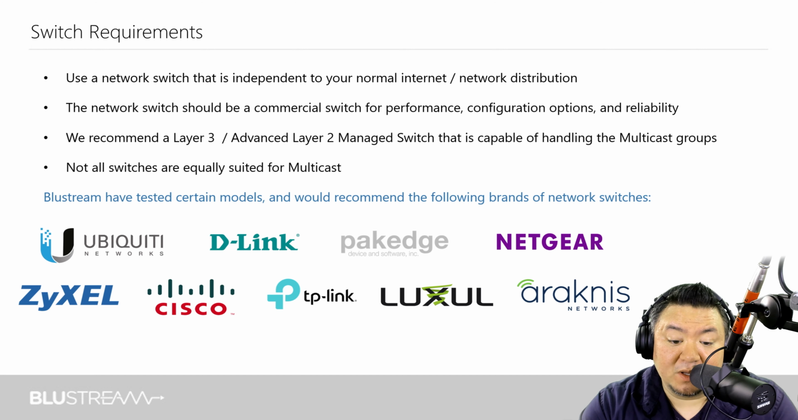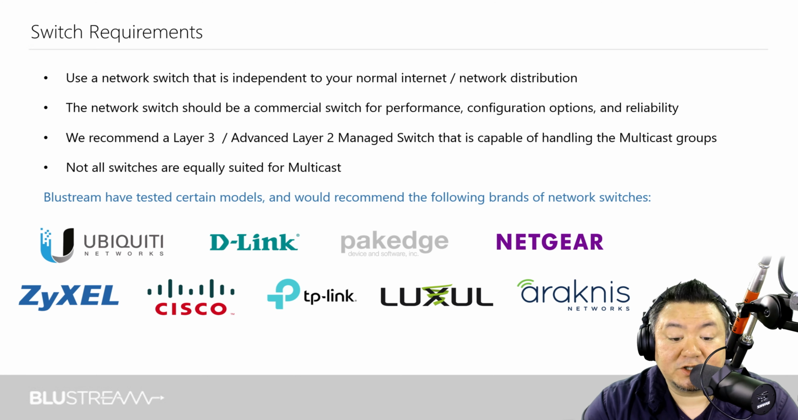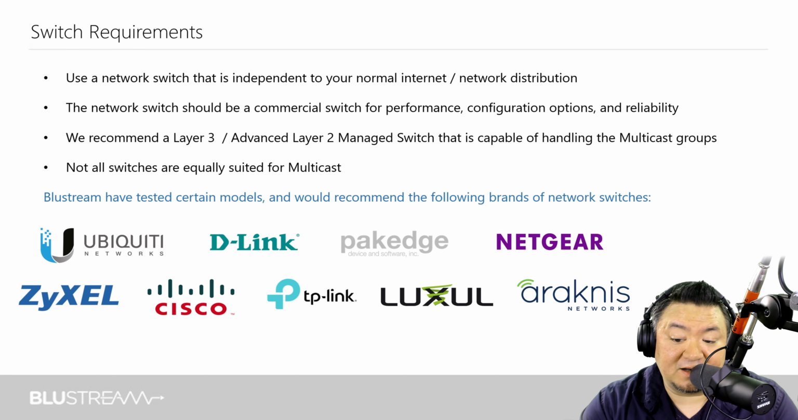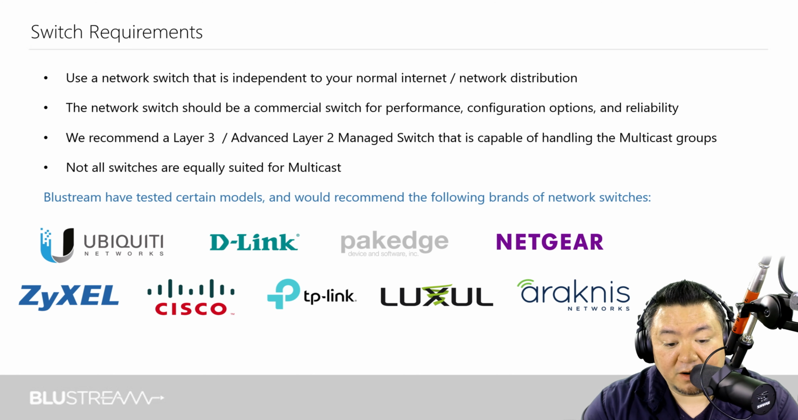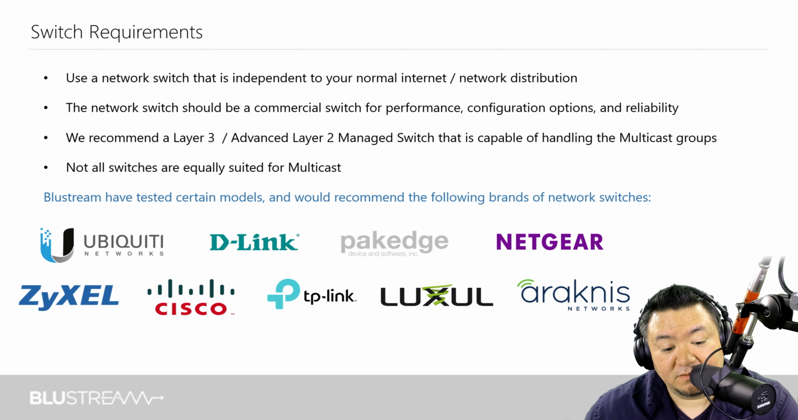We recommend using a Layer 3 network switch, as most Layer 3 switches feature the specifications that multicast requires to work flawlessly. However, there are some Layer 2 switches that are capable of handling the multicast groups. The list of switch manufacturers here are the brands that we've tested and validated. And for a complete listing of the models that are supported within each, please visit our Blustream US website.